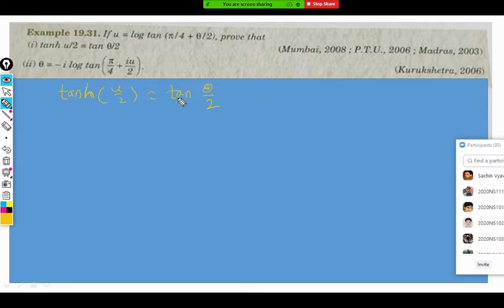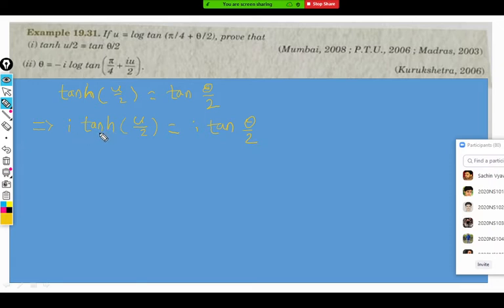Very good, very good. Multiply by iota is the best thing. The one who gave this answer is very correct. So just multiply both sides by iota. So iota times tan hyperbolic u by 2 is iota times tan theta by 2.